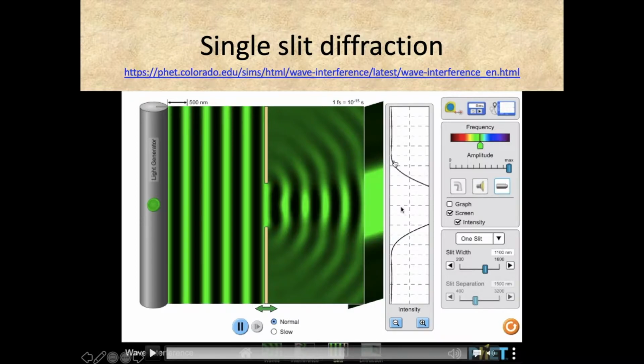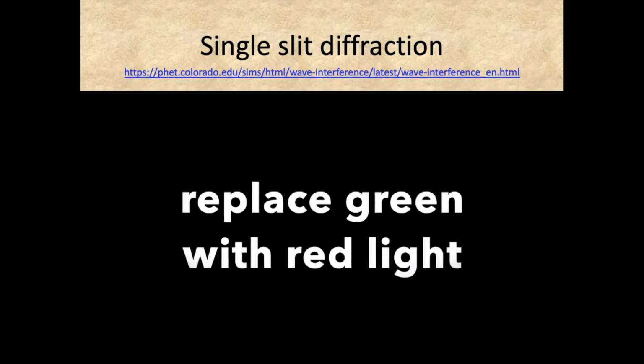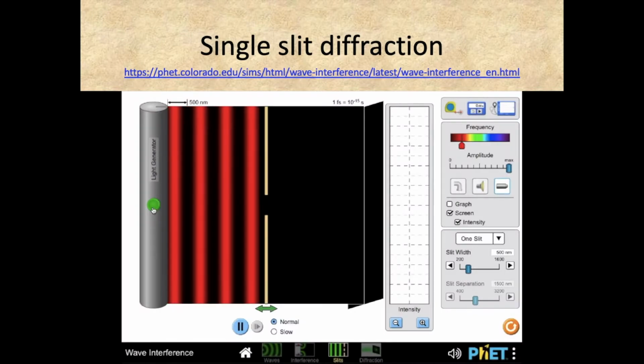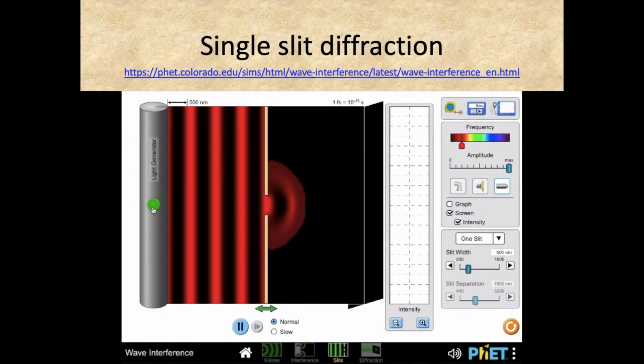However, I want you to also watch the width of this central bright region. When I increase the gap, this width of the central bright actually decreased. Now I'm changing wavelength. When I replace green with red light, what happens to the wavelength? The wavelength increases. Red has a longer wavelength than green. Let's see how that impacts the pattern.